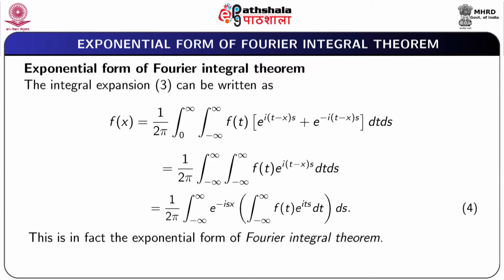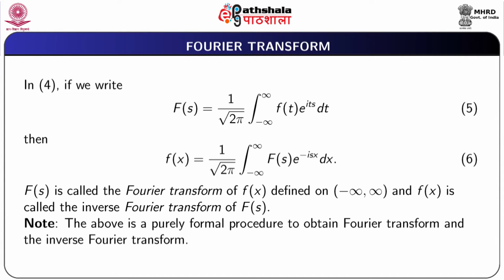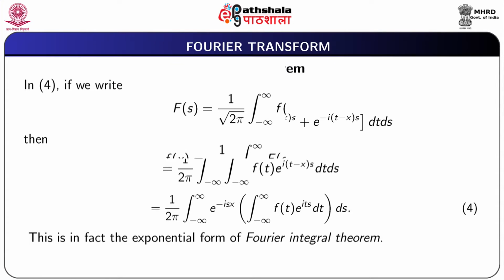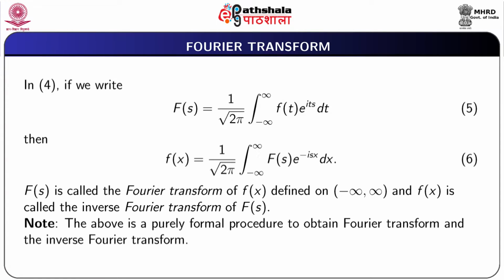From this we can write the Fourier transform. Here we write the inner integral as capital F(s), which is equal to 1 by root 2 pi integral from minus infinity to plus infinity f(t) e to the power its dt, as given by equation 5. This is known as the Fourier transform of the function small f(t), that is, capital F(s) is the Fourier transform of the function small f(t).